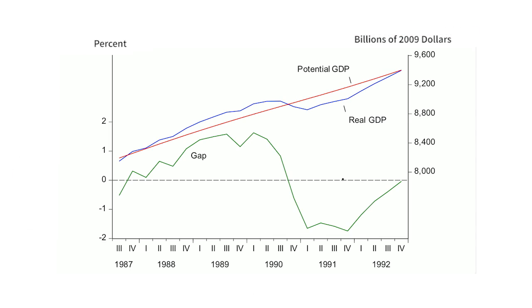So here's a picture of what happened. This is a summary of real GDP in the blue line going up over time. It's measured in billions of 2009 dollars. That's real GDP, and on the right is the scale for that. Then you have potential GDP growing along the red line steadily. You can see that fluctuation up and then down. The down is the recession.